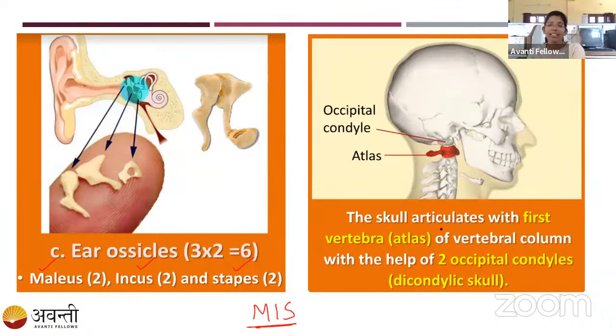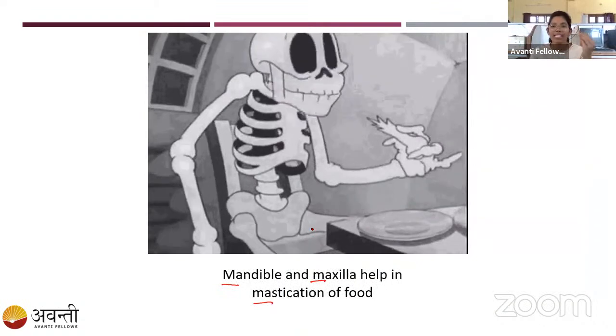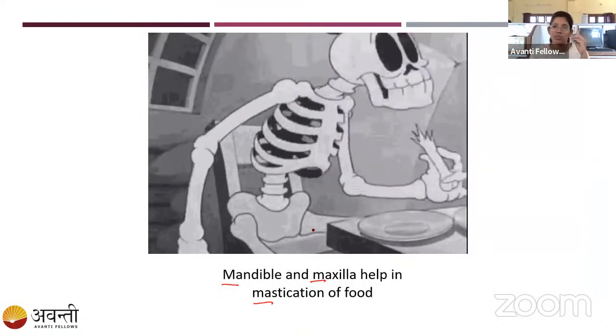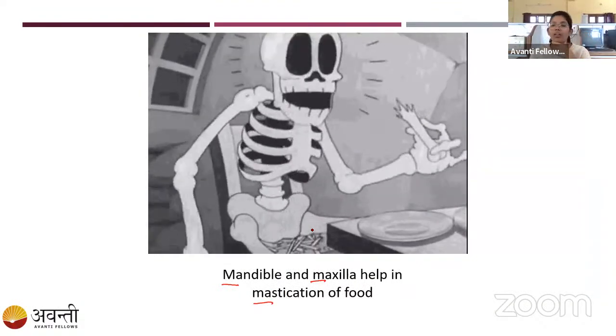How do you remember the ear ossicles? MIS. And tell me, use the chat box and let me know which bones are helpful for mastication. Come on, use the chat box. Which bones are helpful for mastication? Yes, remember that? Mandible, maxilla, helpful for the mastication of food. Very good.